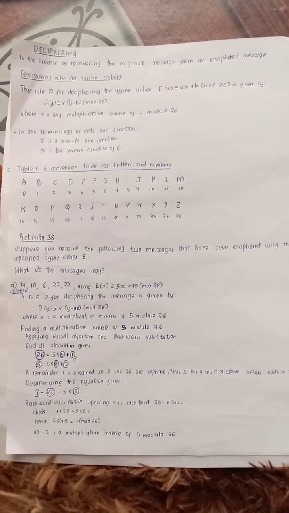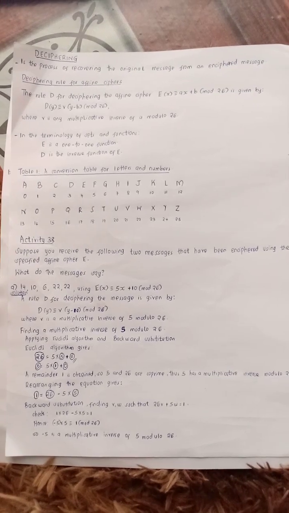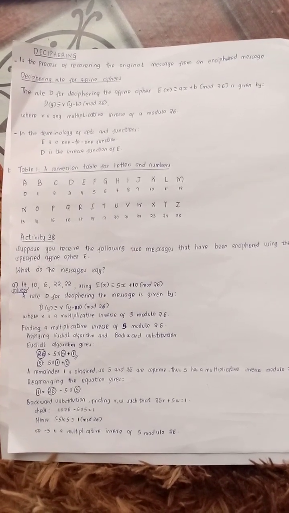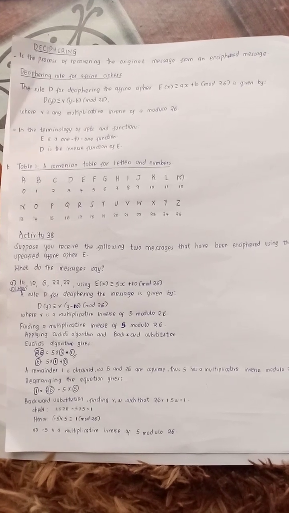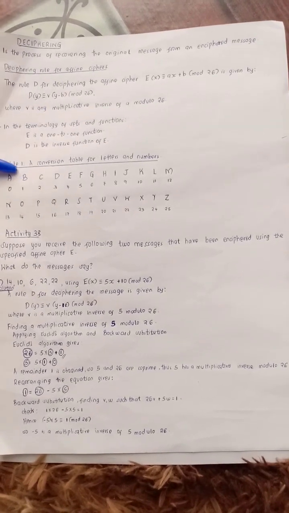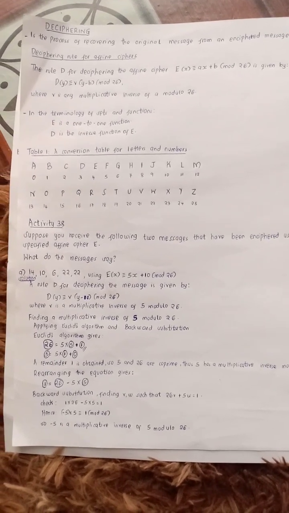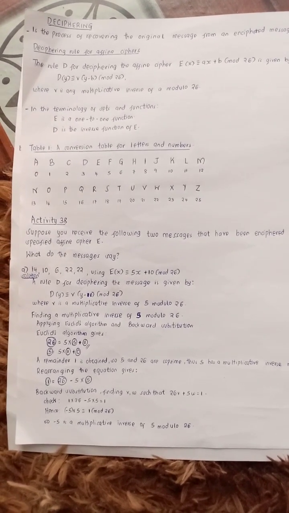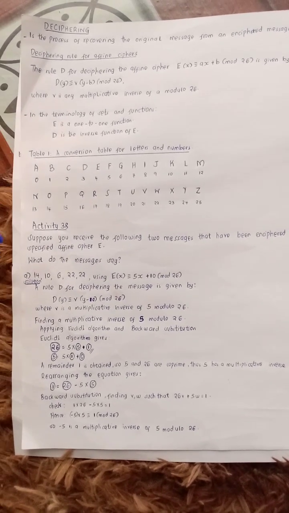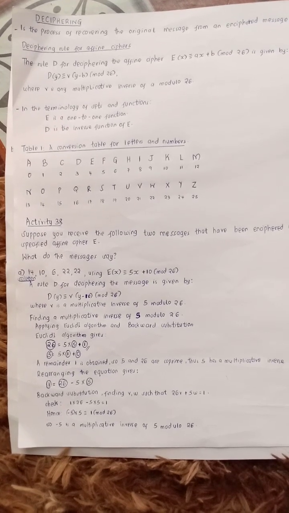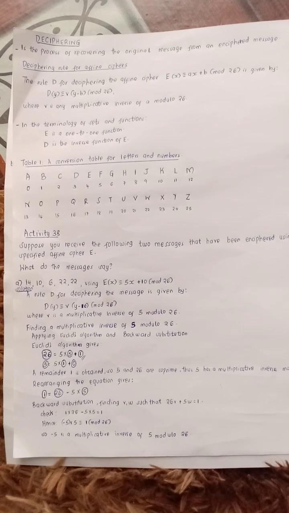In the terminology of sets and functions, E is a one-to-one function and D is the inverse of function E. We'll use this table for the conversion of letters and numbers. These are the alphabet letters, and they're represented by the integers 0 to 25.